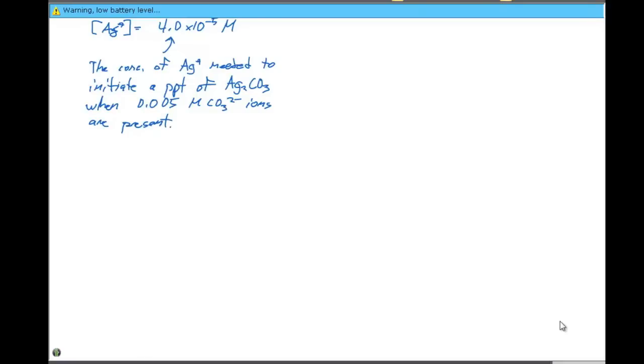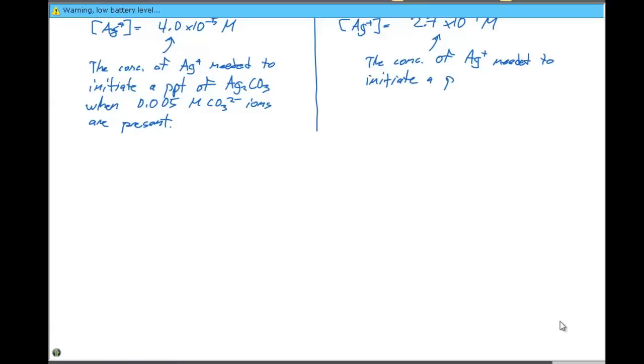So this is how much silver we need in order to start the precipitation. Likewise, we can do the same thing and calculate another concentration for silver, which happens to be 2.7 times 10 to the minus 7 molar. And the second calculated value is the concentration of silver plus ions needed to initiate a precipitation of Ag3AsO4 when 0.005 molar AsO4 3 minus ions are present.